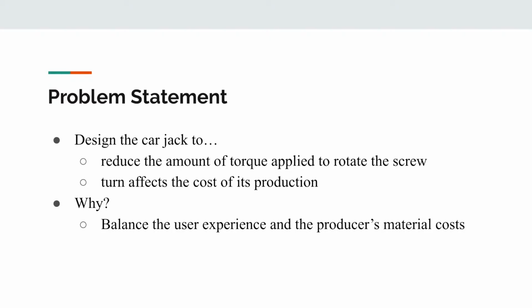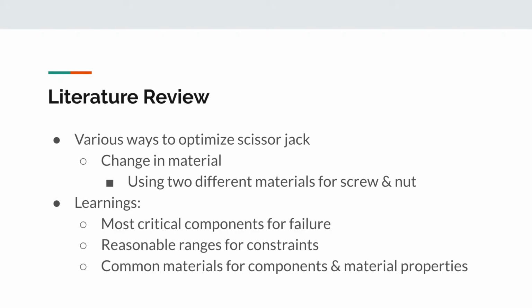From our literature review, we were able to find various ways to optimize the scissor jack. The main one being a change in the material in use. We're also using different materials for different components of the car jack. We were able to learn the most critical components for failure, some of the reasonable ranges for constraints, and some of the most common materials and their material properties from studies that have been done in the past.